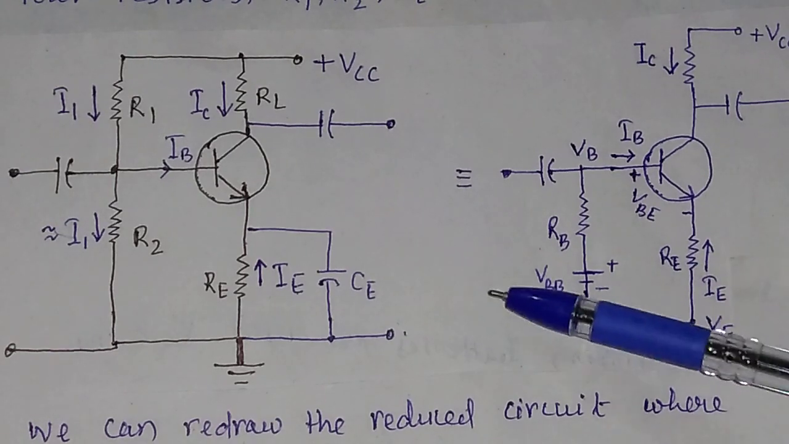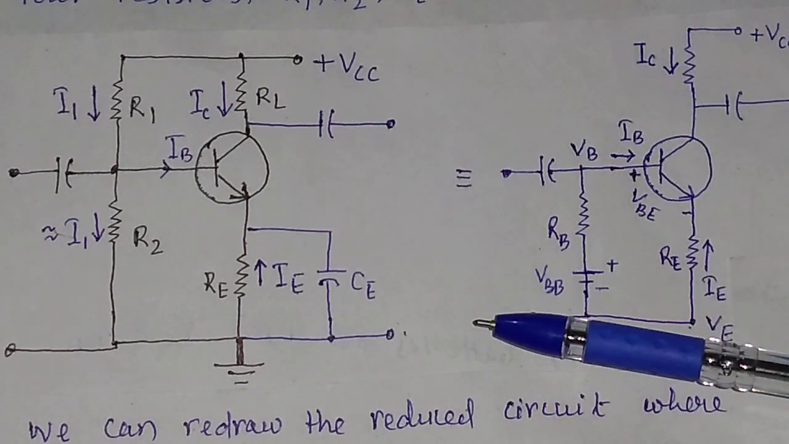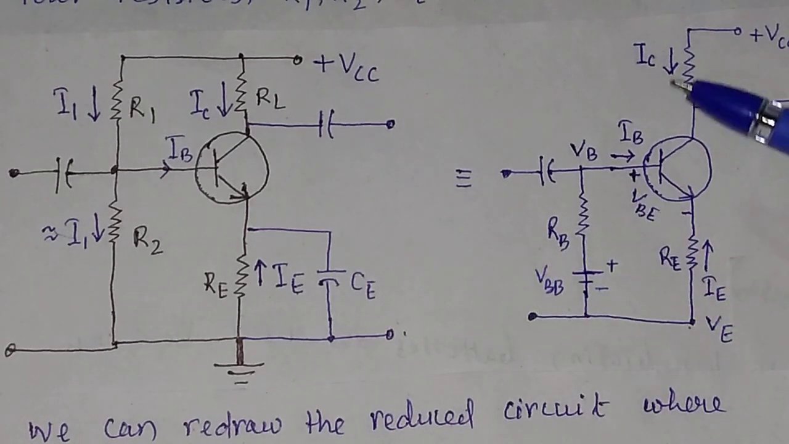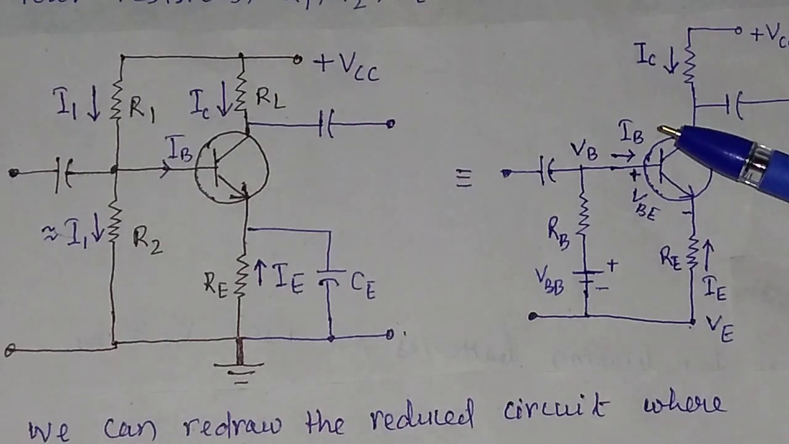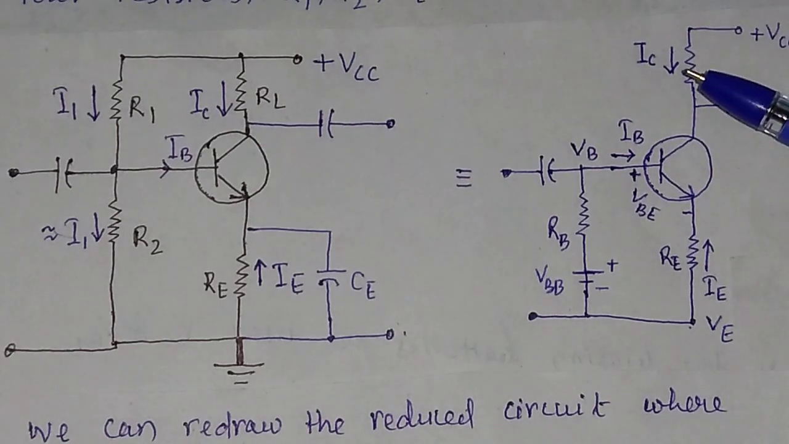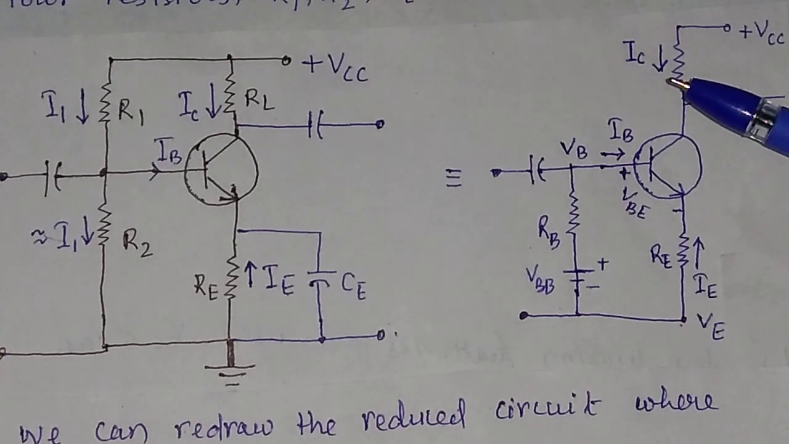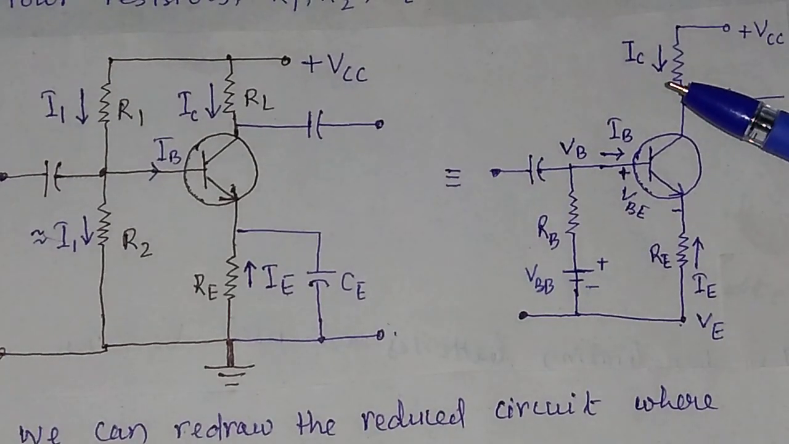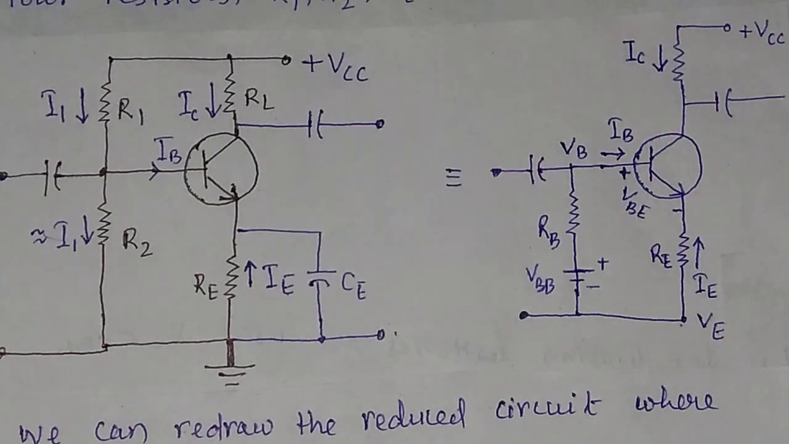And our aim is that in voltage divider bias, we will show that the collector current, that is IC, is independent of the forward current gain. If the collector current is independent of the forward current gain, then the Q point or operating point will not change. We will show it mathematically.